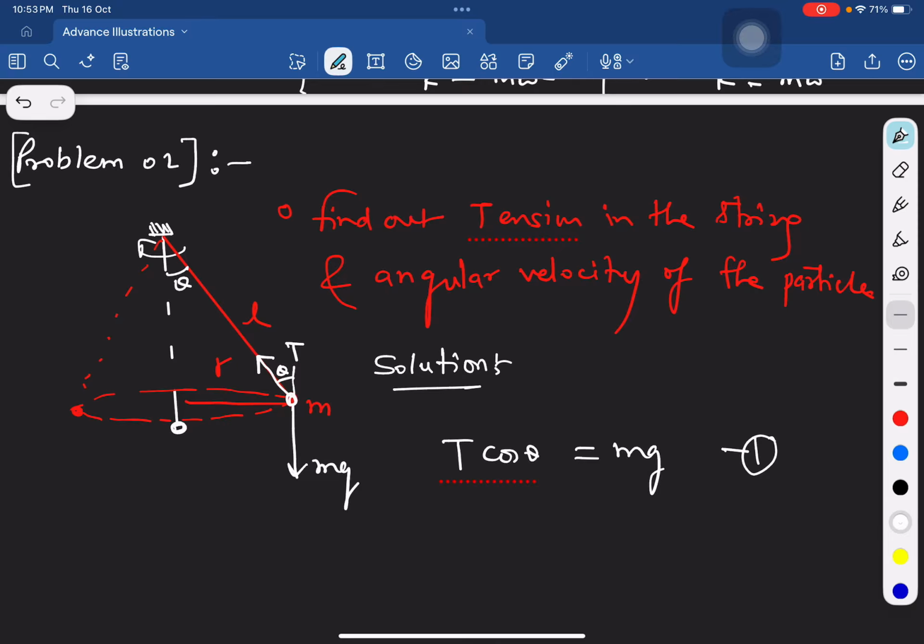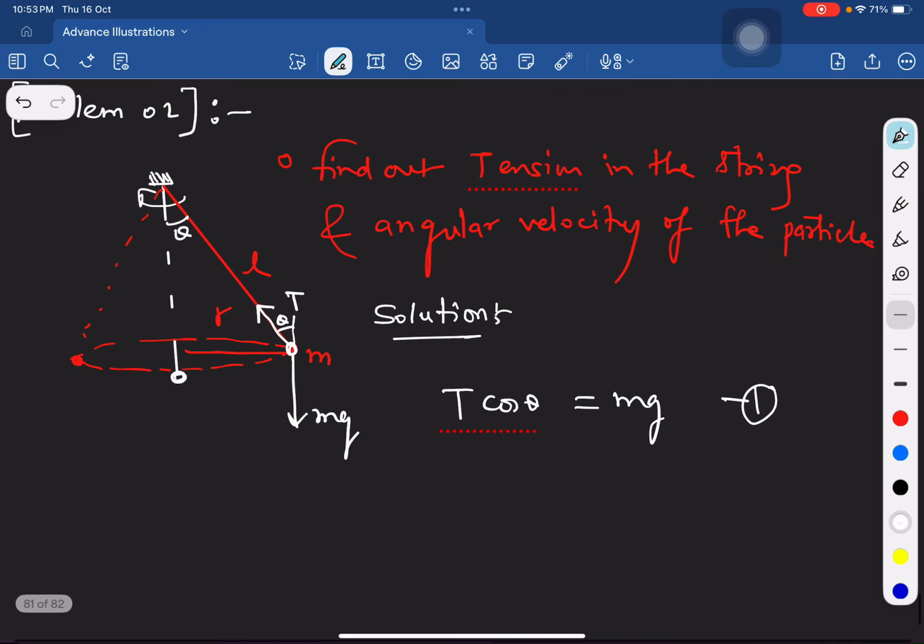And if you see the T sine theta, this is T cos theta, and this is your tension T, and this will be T sine theta. T sine theta is only going to be your centripetal force, which is going to help you to move the particle in a circular path. So T sine theta should be equal to m omega square r. I hope you're getting my point.